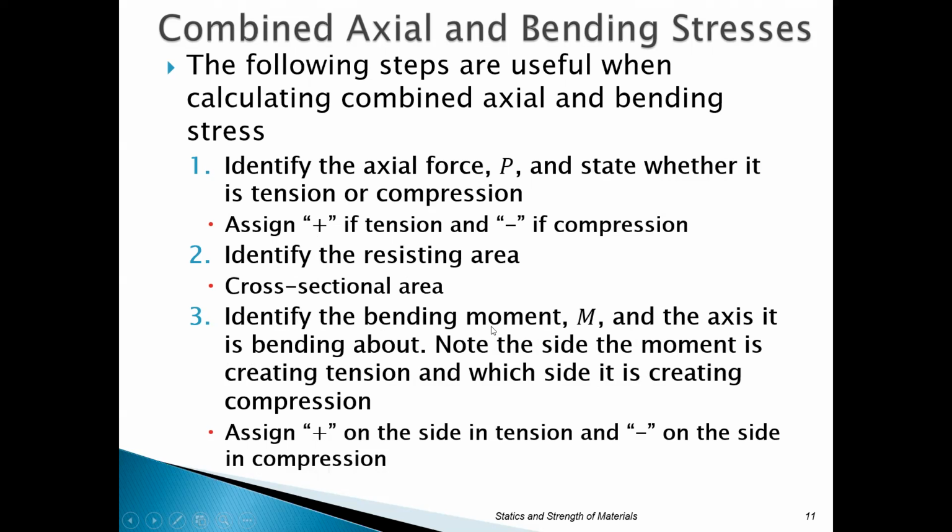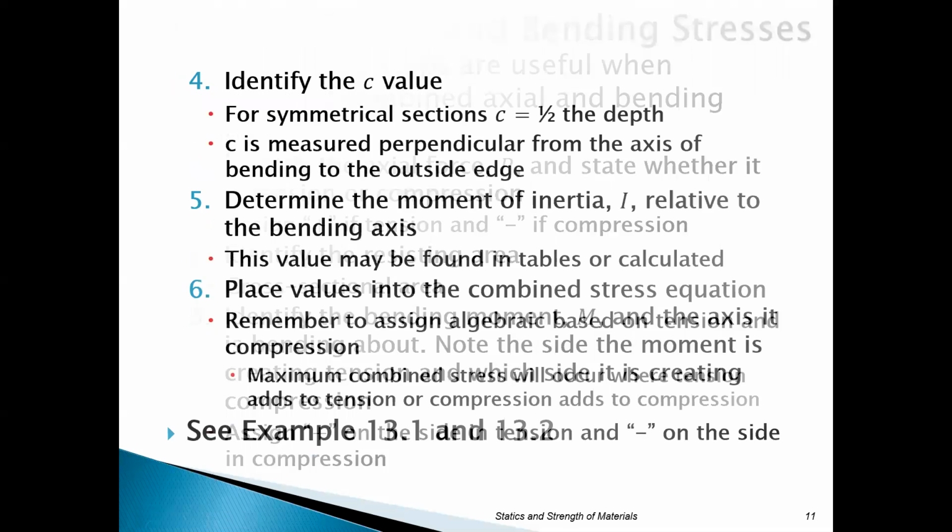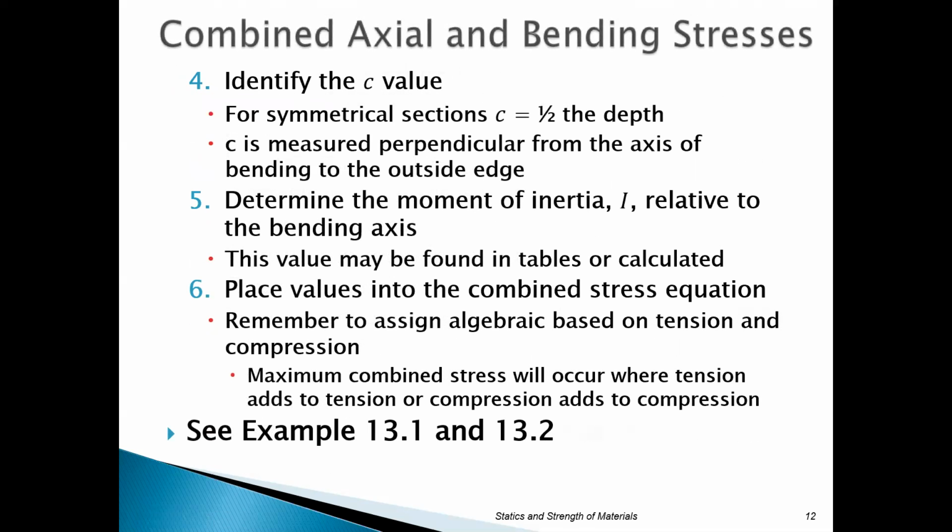Then you identify the bending moment, and you also have to know the axis about which it's bending. By doing that, you have to look at, okay, is it creating compression on the top or tension on the top? So you have to do that. And then again, we want to assign sign values that are commensurate with this. So if you're saying tension is positive here, then tension for your bending will also be positive and compression will be negative, okay? Once you do that, you identify your C value.